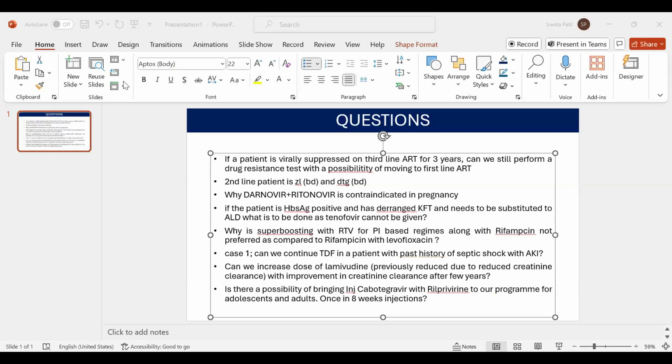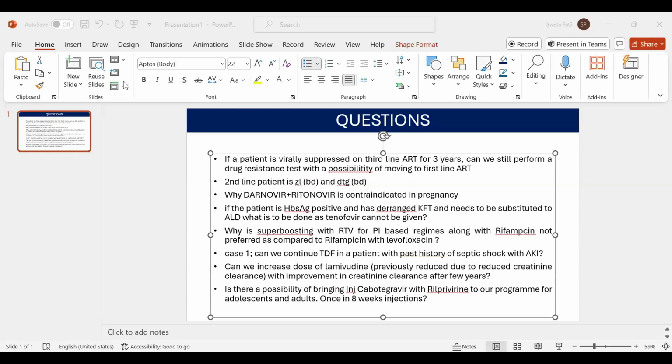Next question is, can we increase the dose of lamivudine previously reduced due to reduced creatinine clearance, with improvement? Yes, yes. That is why it is very important. Many times patients have tenofovir AKI, so at that time the dose of lamivudine is adjusted as per the clearance. But once the tenofovir is stopped and the creatinine normalizes, then you can go back to the normal dose of lamivudine. Full dose will be possible if the creatinine clearance improves to more than 30 ml per minute. Or if the creatinine has slightly improved, not completely, then you can increase.